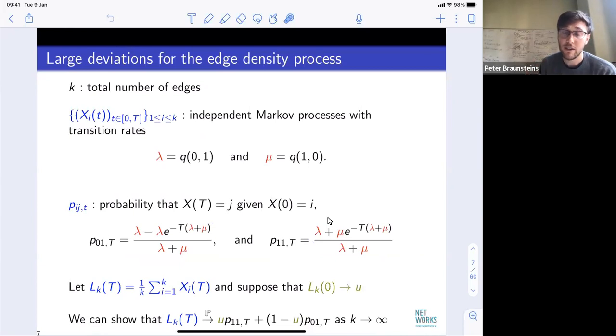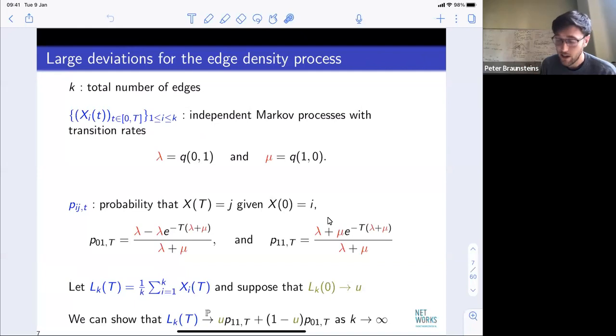And we're going to be interested, at least for the next few slides, in the edge density. This is the total number of edges that are on or active, and we're getting the sample mean, so we're dividing by the total number of edges. So this is a value between 0 and 1.